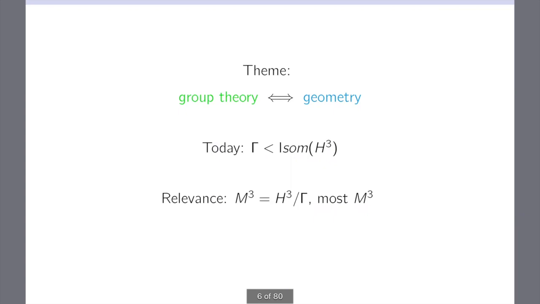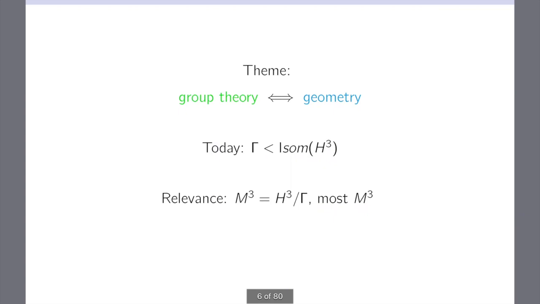Now, what do we do with these groups? We construct hyperbolic manifolds from them. This is exactly how we do it. If you take hyperbolic space and quotient out by gamma, we write that to mean that we're quotienting out by the action of gamma on hyperbolic space. This is how I cook up my hyperbolic manifolds.